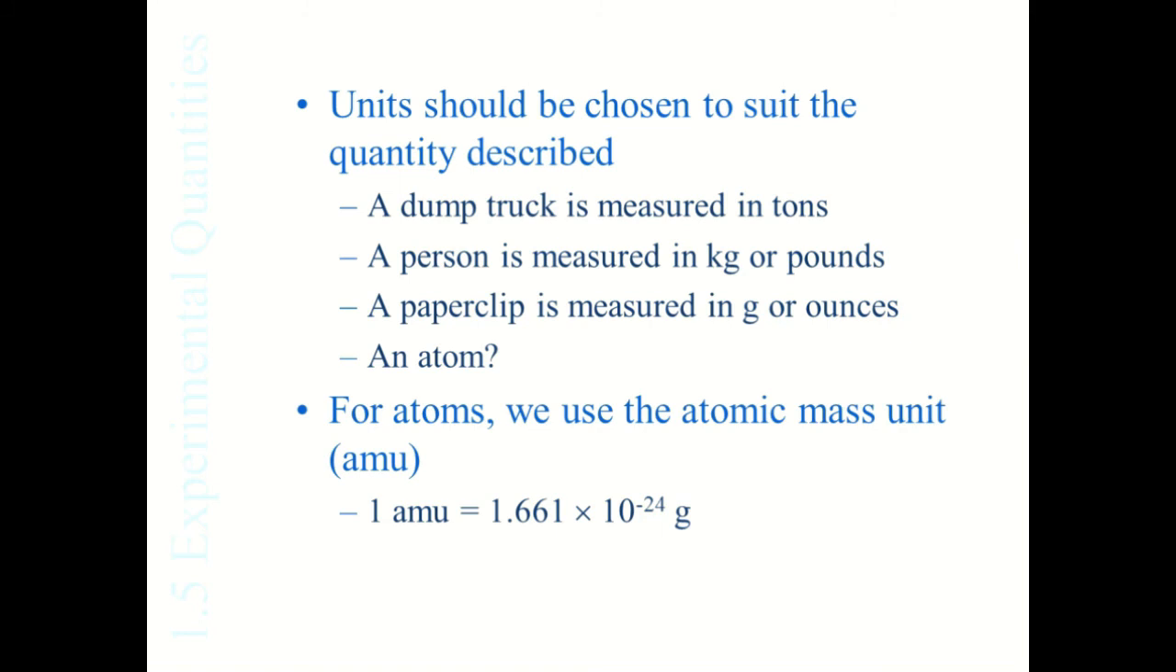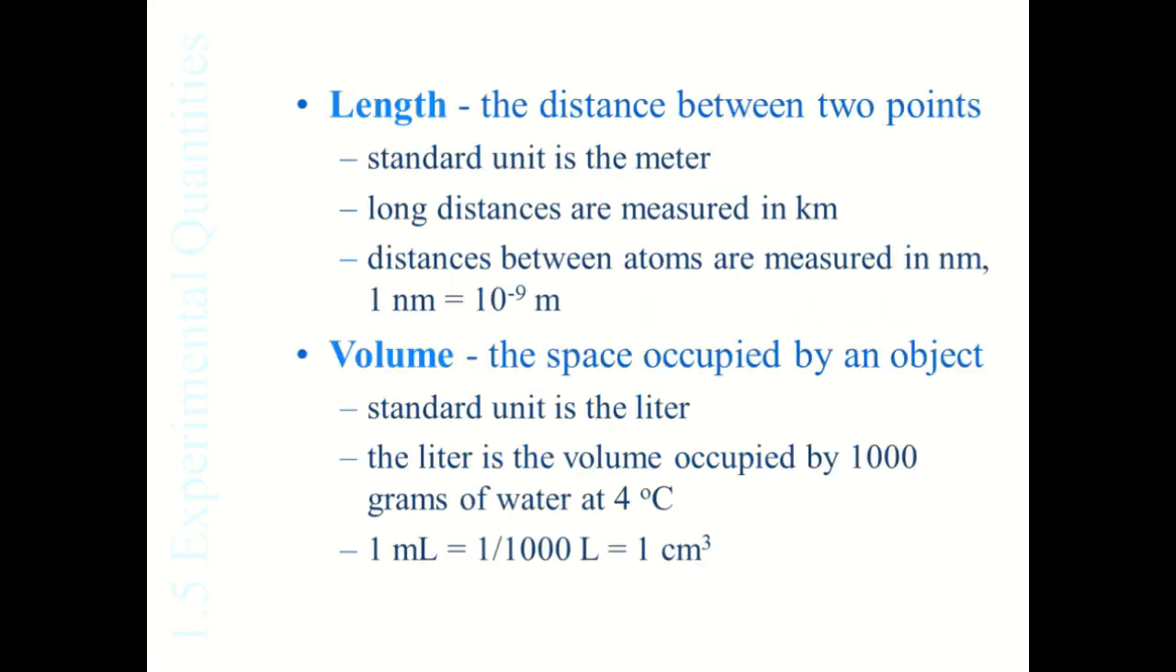So it's important to choose the right type of unit when you're describing something. So a dump truck, you don't want to measure it in grams or pounds. You're going to measure it in tons. Okay, a person, you're not going to want to measure it in grams, or an individual maybe kilograms. Okay, a paperclip though would be good to measure in grams, right? So we'll get into that next.